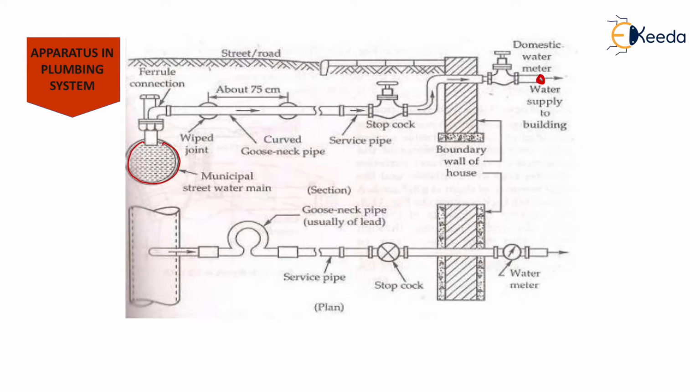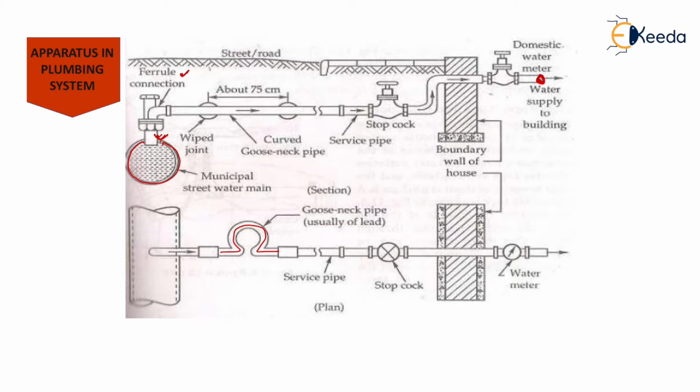Now if you pay that much high amount to the society, then you need to connect it with a very high quality material so that it cannot break throughout its life. So that material is known as a ferrule and it is made up of brass. Okay, now from that ferrule we generally connect a gooseneck pipe, which is a flexible pipe made of lead of 75 centimeter size.